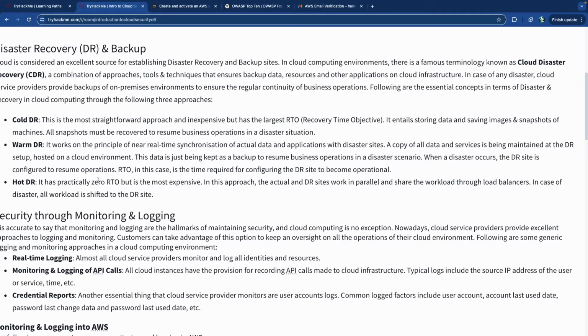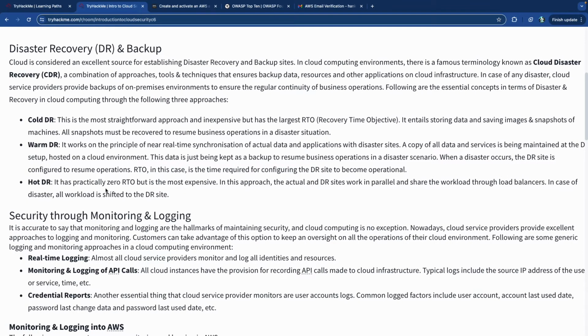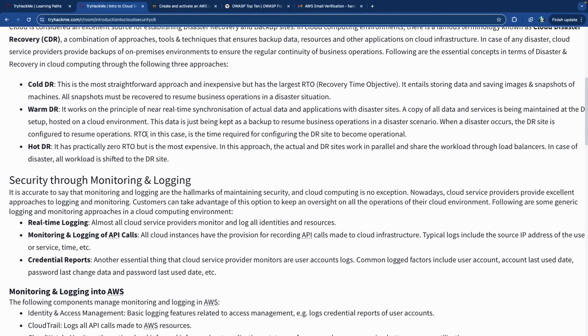And then you have hot disaster recovery, which has practically zero recovery time objective, and it's the most expensive. In this approach, the disaster recovery site works in parallel and shares the workload through load balancers. In case of disaster, all work is shifted to it. A company that has a lot of need for their operations and services to be up all the time would do something like this. But if you're just running a personal website, it's probably not necessary, and you can just do cold disaster recovery.